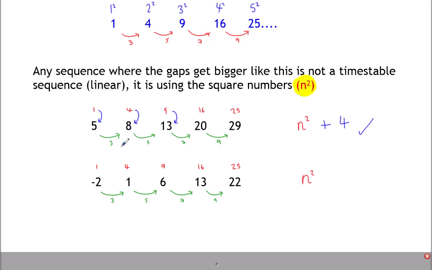Now then, this time I've got to get from 1 down to -2, and from 4 down to 3, and from 9 down to 6. So what do I need to put after n squared? Well, to get from 1 to -2, you take away 3. Take away 3, take away 3. So on the end of your formula, n squared -3.